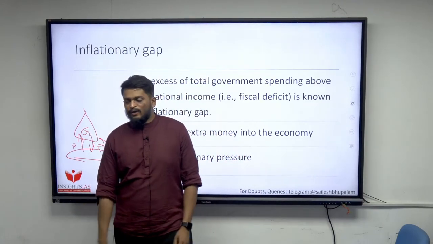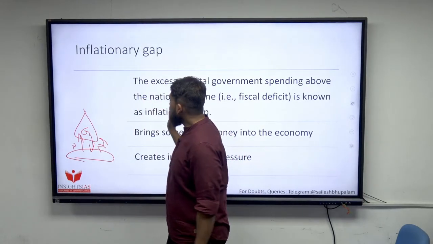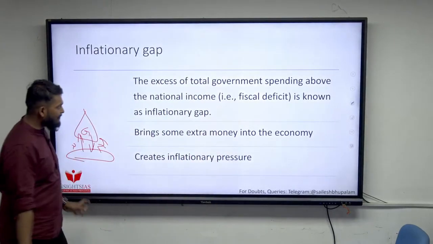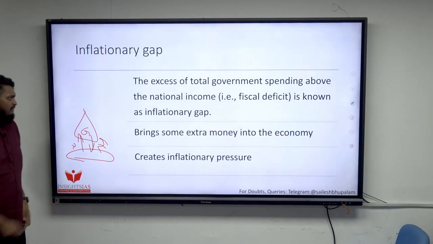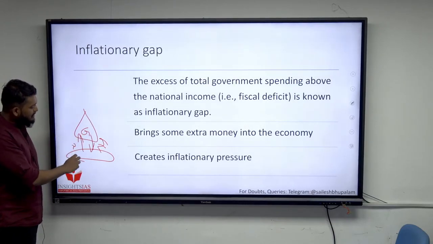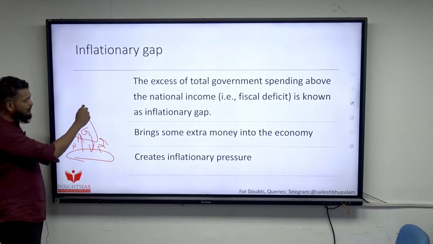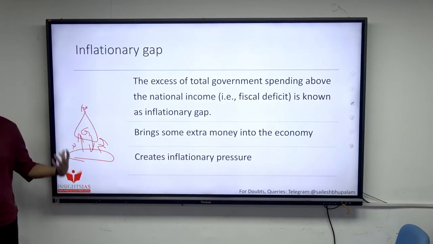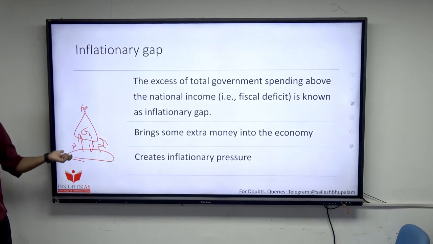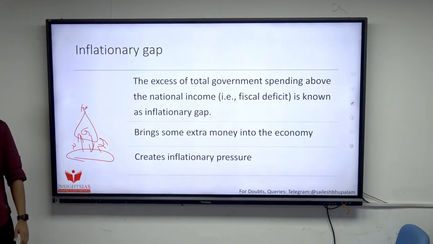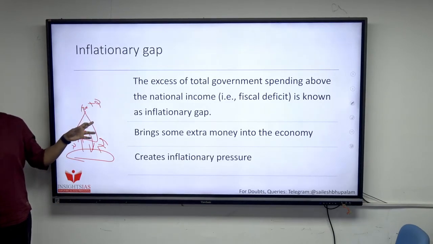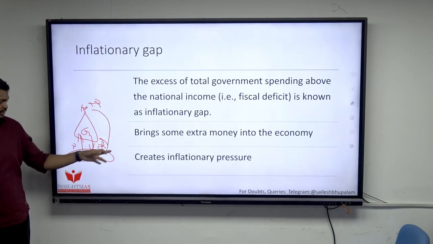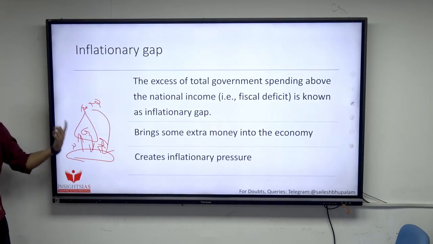Now come to inflationary and deflationary gap. Excess of total government spending above national income is known as inflationary gap. Fiscal deficit we'll discuss later. Imagine the government has collected 100 rupees as tax and everything from the economy. Right now, the government feels we need to push a little more money into the economy so that the economy is revived and demand increases. So they will add an extra 2 rupees, print it or bring a loan from outside, and spend that money. Now 2 rupees extra comes into the economy.